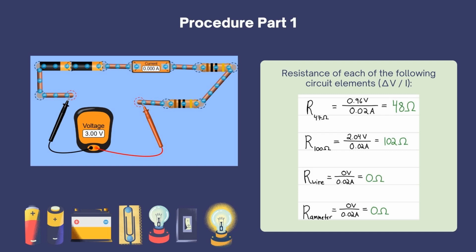This slide simply shows my simulated circuit as well as my calculations for resistance of all elements involved. Notice how the resistance of the wire and ammeter are zero in this case, as we assume their resistance to be negligible for the means of this model.